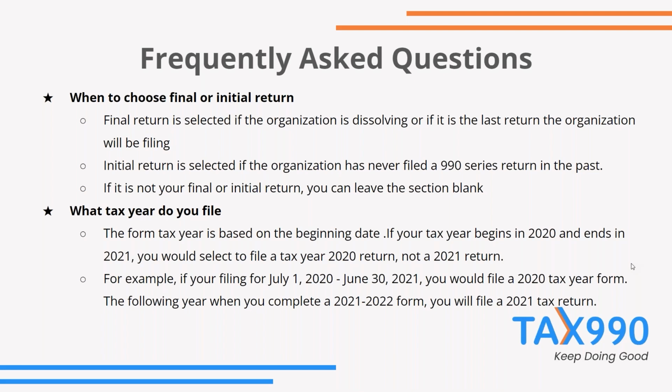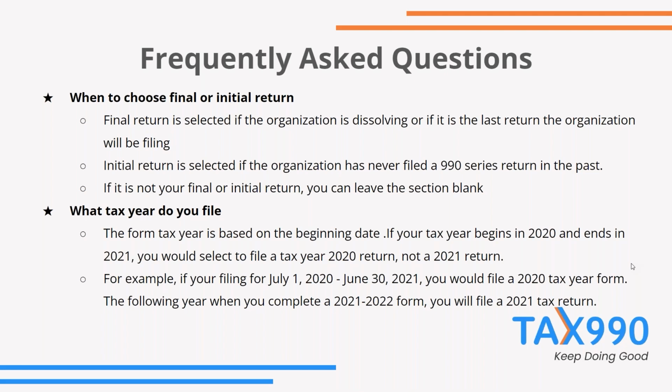Oftentimes what happens is clients think, well, this is the first return I'm filing for this tax year, so it's my initial return. And that is inaccurate. If you filed a return last year or the year before or ever in the past, then it's not your initial return. And the same thing goes for the final return. Organizations will get confused saying, well, it's the final one I choose to file for this tax year. But that's inaccurate. You would only indicate final return if you do not intend to ever in any future tax year file another return.